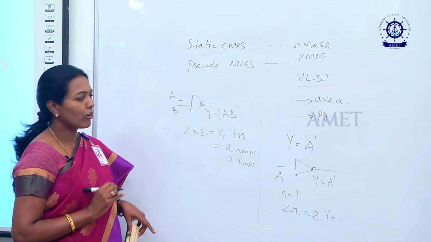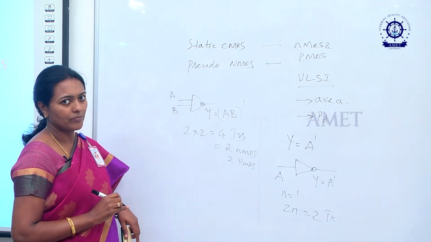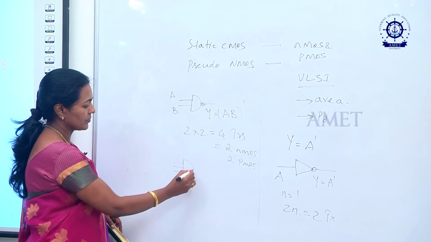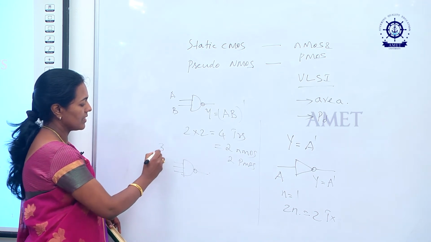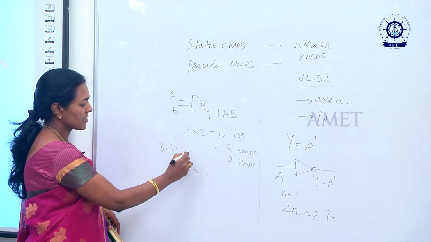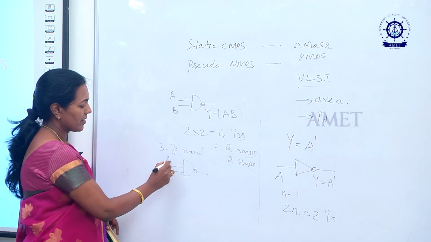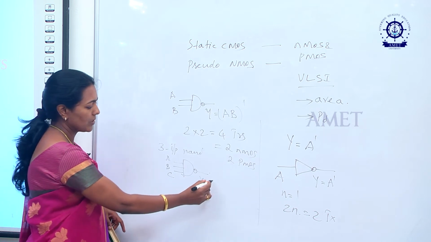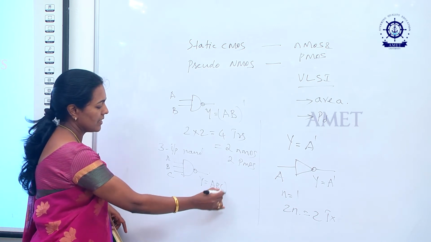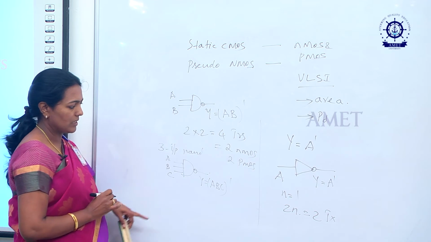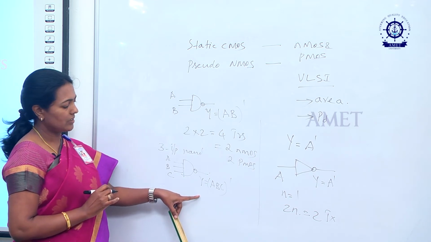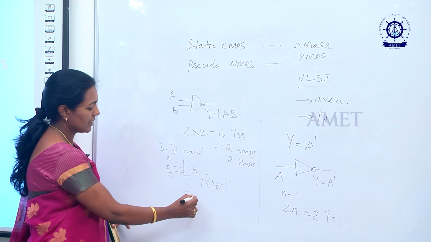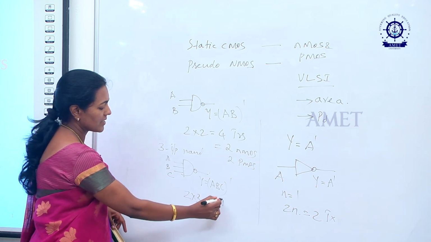Similarly, let us consider a 3 input NAND gate. If A, B, C are the inputs, Y is equal to A, B, C, the whole dash is the output. So, how many transistors are required? 2n, 2 multiplied by 3. So, 6 transistors are required.